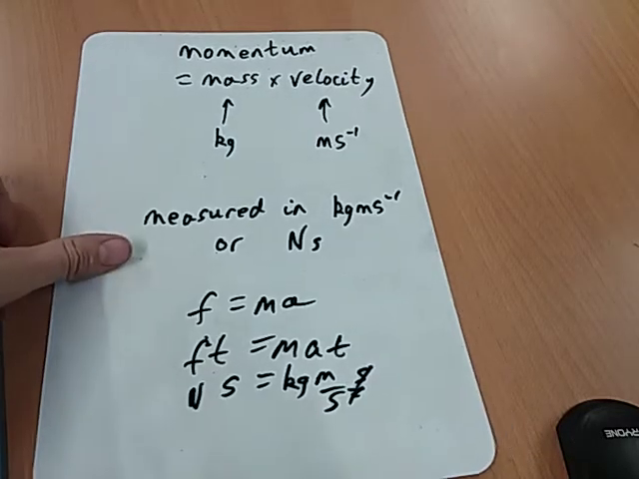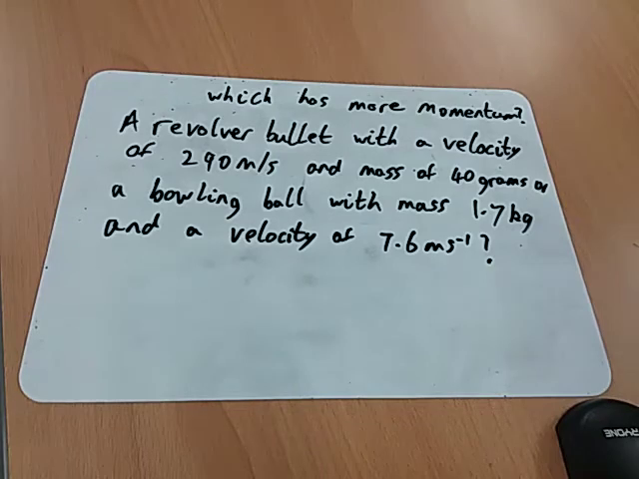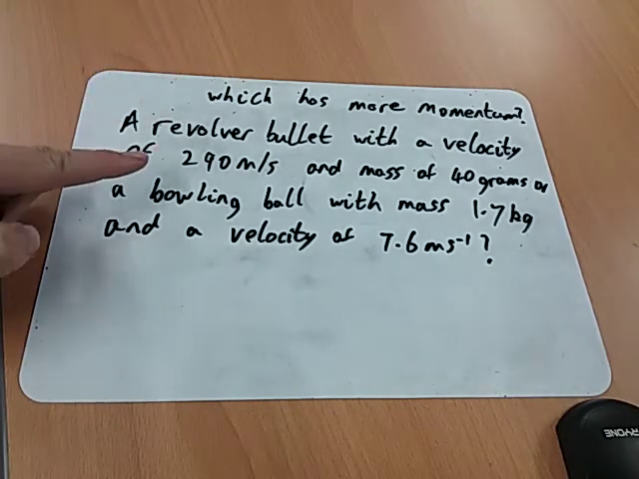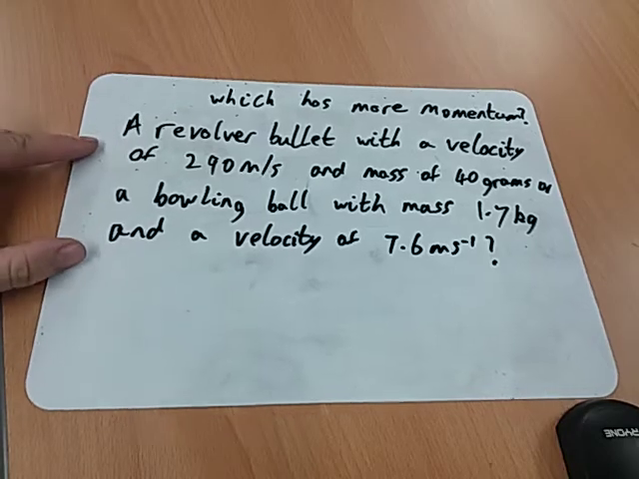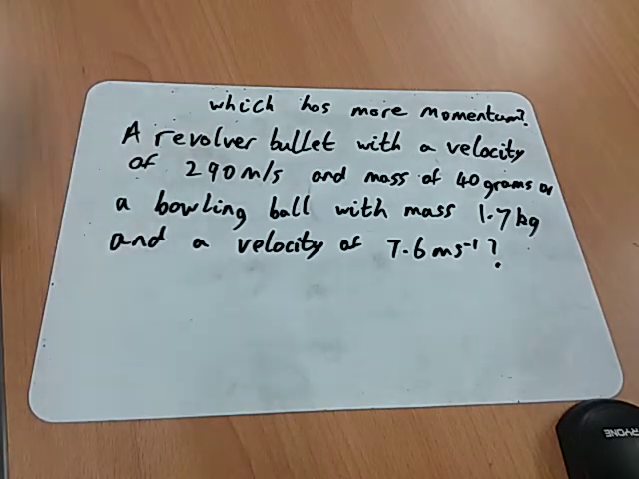Right, I've got a bit of a question for you. You'll need a calculator. My question to you is, which has more momentum? So I've got two objects for you. One is a revolver bullet with a velocity of 290 meters per second. I looked up muzzle velocities, that seems about average. And it's got a mass of 40 grams.